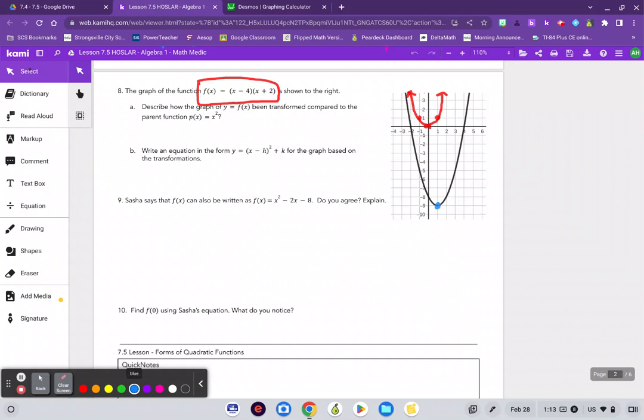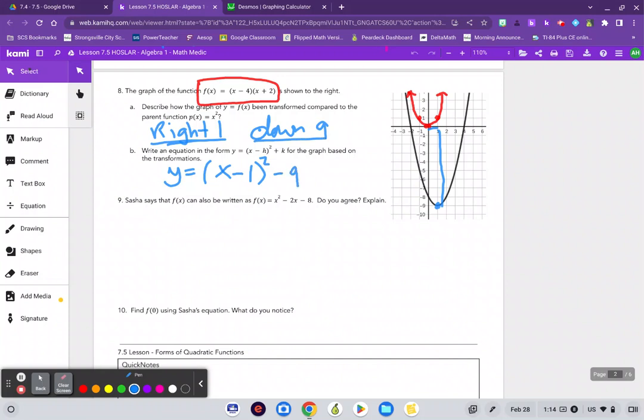Well, to go from 0, 0 to my new vertex, I had to go to the right 1. So I'm going to describe that we went to the right 1. And then I had to go down 9. Down 9. So now it says in B, write an equation in the form y equals (x minus h) squared plus k for the graph based on the transformations. We've actually did this in the last section, the 7.1 to 7.3. y equals, well, if I go to the right one, I have to say (x minus 1) squared. And if I go down 9, I actually have to write minus 9.